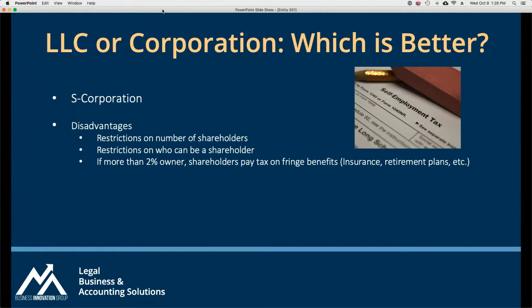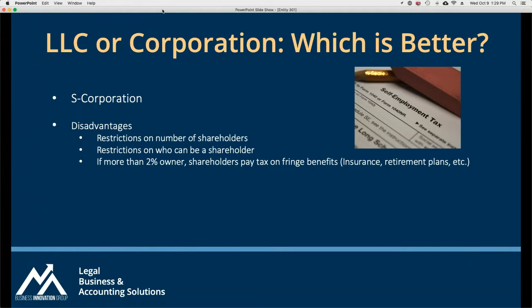Finally, if you're more than a 2% owner and you're trying to do some kind of fringe benefit like health insurance or a retirement plan or something like that, you as the shareholder are actually going to pay tax on those fringe benefits. So sometimes C corporations are going to be a better fit for fringe benefits, and we'll talk a little bit more about that.